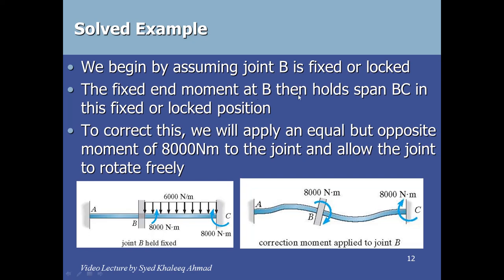So the fixed end moment at B then holds span BC in this fixed or locked position. To correct this, we will apply an equal but opposite moment of 8000 Newton meter to the joint and allow the joint to rotate freely. So when we release, it will come to its equilibrium position. That means it will rotate in an opposite direction. If the moment here is 8000, in other words we have to apply a moment of 8000 Newton meter to bring it to equilibrium position, which is shown here in this diagram.